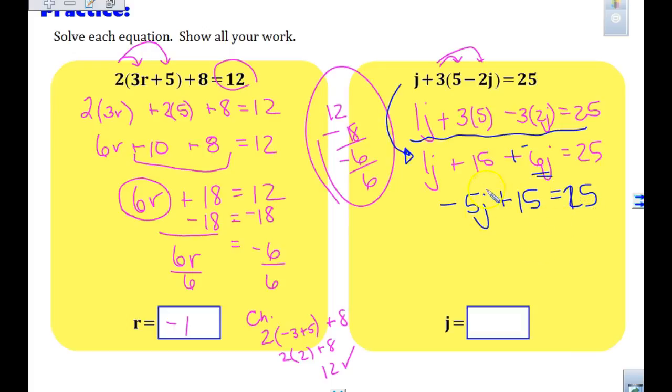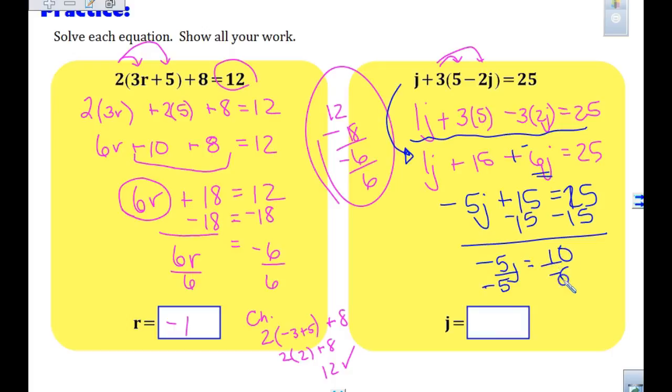As I look at the problem, my next step is going to be to do what? Subtract 15. We get -5j is equal to 10. Next step, Daniel. Divide 10 by -5. And we also want to divide this by -5.